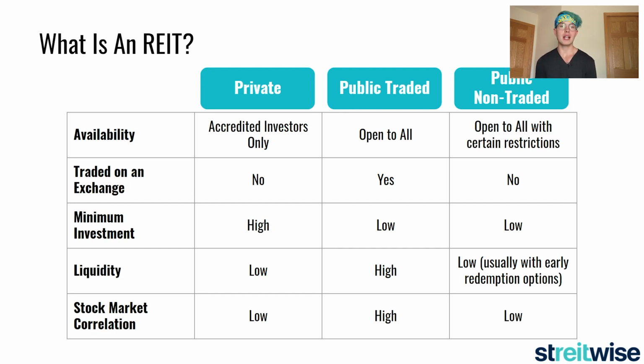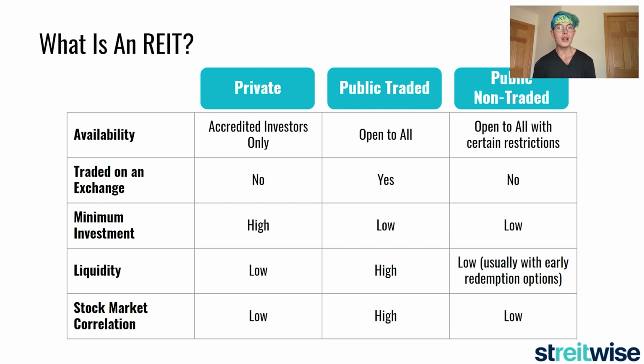Now, because they are not traded on a major exchange, both private REITs and public non-traded REITs are going to have lower liquidity when compared with publicly traded REITs. Because with a publicly traded REIT, you can just go onto your stock brokerage app, whether it's Robinhood or Fidelity. You can put in a sell order for your REIT shares, and those can be sold almost instantly if there's a buyer on the other end.